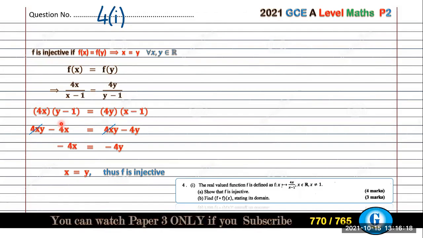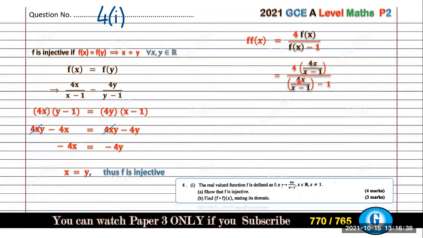f is injective. Now find the composite function f of f of x and state its domain. So you are going to replace x in this function by f of x. So we have f of f of x will be equal to 4 f of x over f of x minus 1. This will be equal to 4 into 4x over x minus 1, over 4x over x minus 1 minus 1.